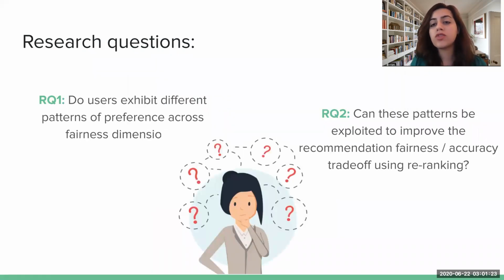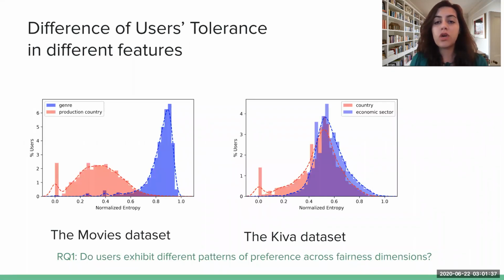Now, the main two research questions here are whether users exhibit different patterns of preference across fairness dimensions, and can these patterns be exploited to improve the fairness-accuracy trade-off using re-ranking? We'll see. So we calculated entropy values for each dimension and realized that users indeed exhibit these different patterns of interest across different dimensions. You can see in the Kiva data some users have loans that vary widely across different economic sectors compared to the others. We can see these differences in both the movies dataset and the Kiva dataset. For the sake of clarity, we only plotted 2 dimensions for each dataset.